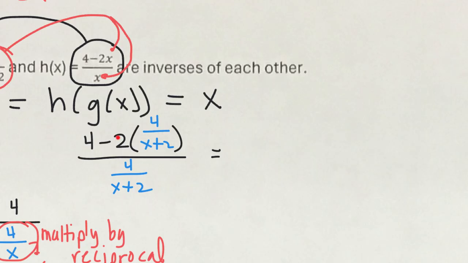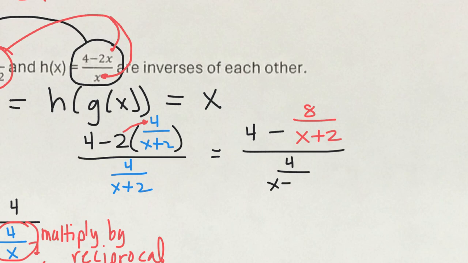So once again, I have to do what with my 2 times? I'm going to distribute, right? 2 times 4 is what? Is 8. I only multiply on the top. I don't multiply to the denominator. Okay, so I have multiplied 4 times 2, because this is technically 2 over 1, so 2 times 4 are both numerators. 1 times x plus 2 is just x plus 2. So I multiply on top to get rid of my parentheses.